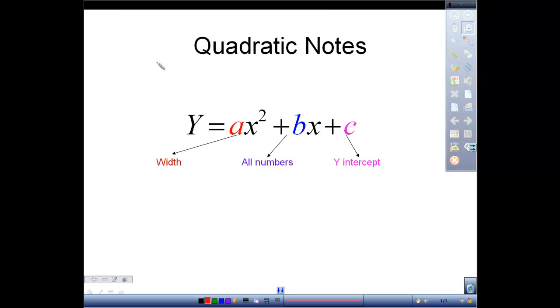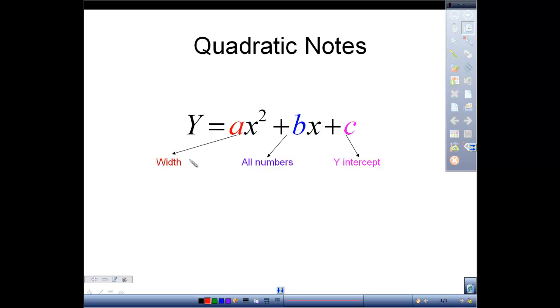Okay, this is a quick recording of quadratic notes. We have the standard form of ax squared plus bx plus c. The width is a, the b is the linear coefficient, and the y-intercept is your c. We're going to be basically talking about the a and the c.